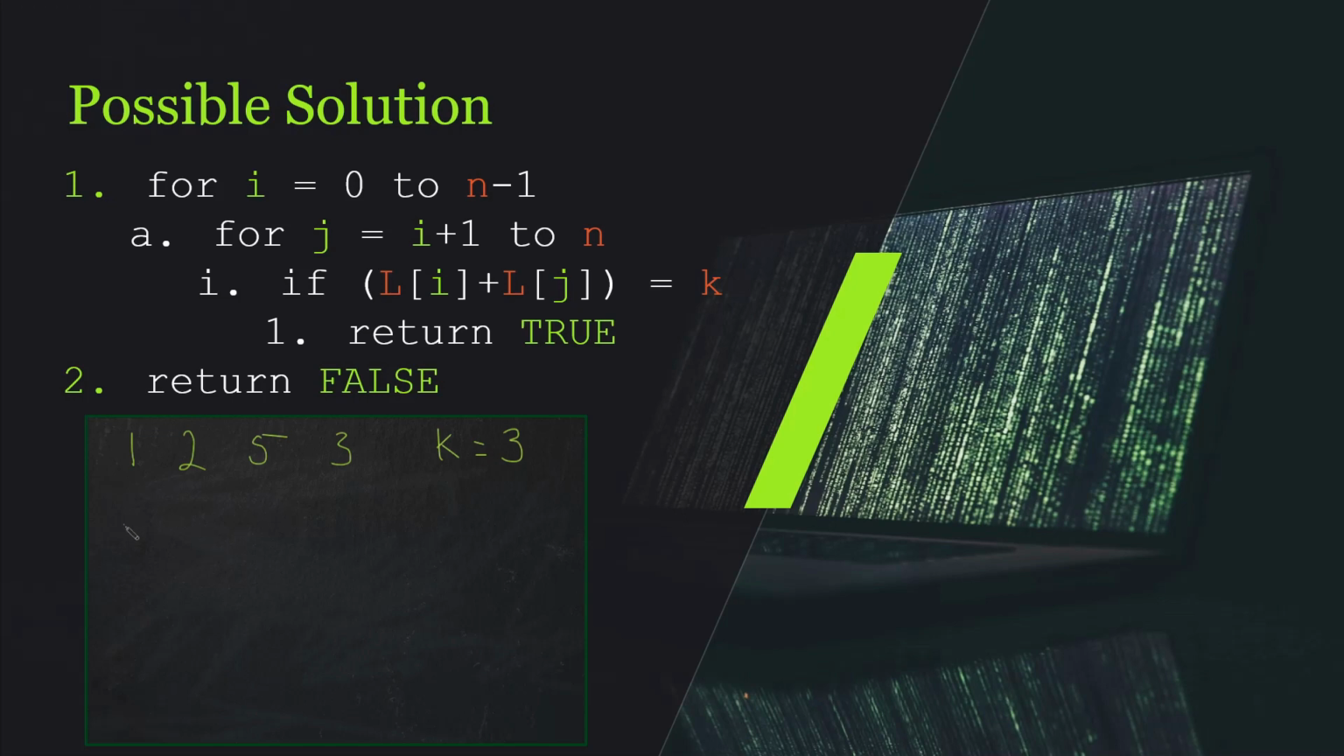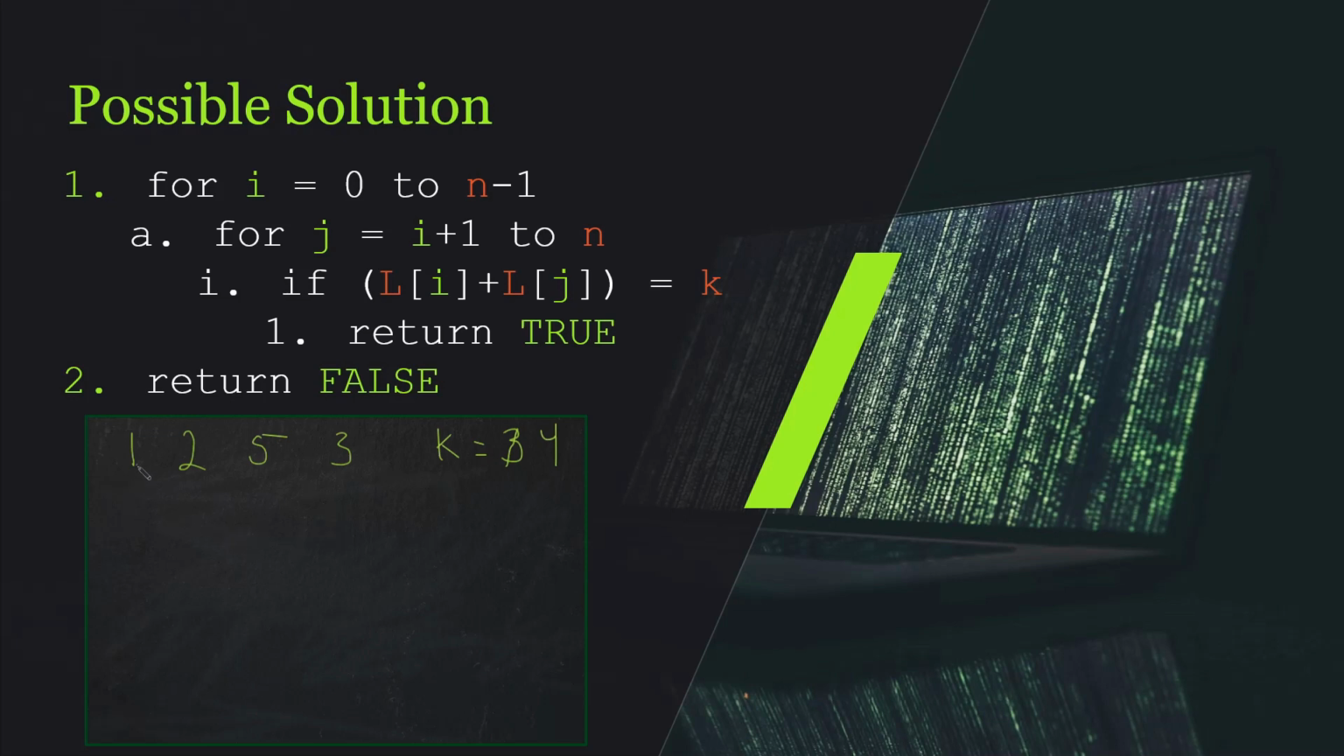Well, the first thing we're going to do is i is 0 and j is 1. So we're going to do L at 0, so 1, plus 2, because that's L at j. Those are equal to 3. Therefore, we're going to return true. Okay, so that works. Now let me change the value of k to 4. What I'm doing here is testing to make sure we still get true, because 1 plus 3 is 4, but I want to make sure that we can move through the list a little bit more and still get a proper pair.